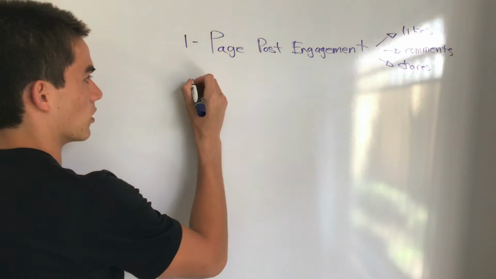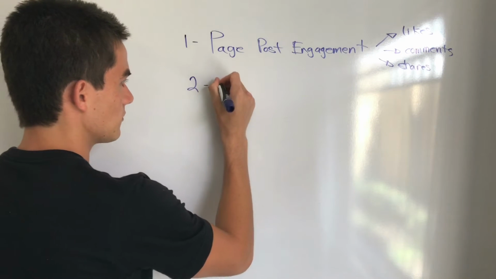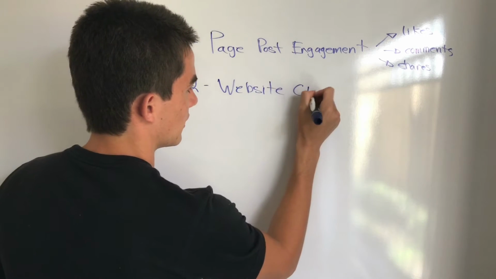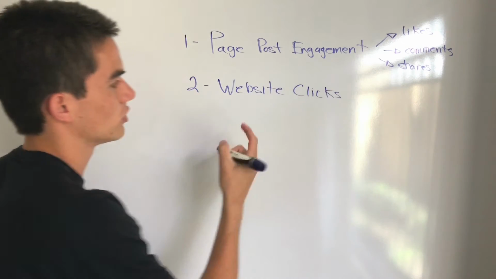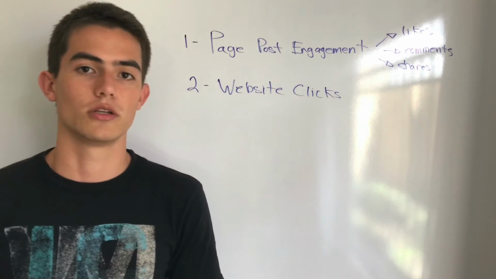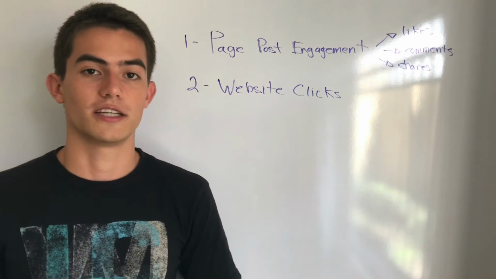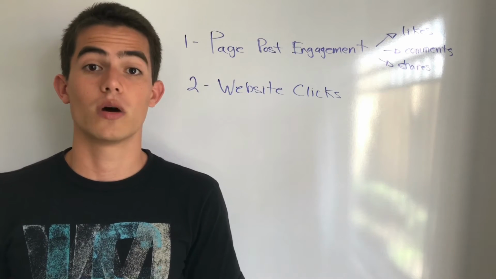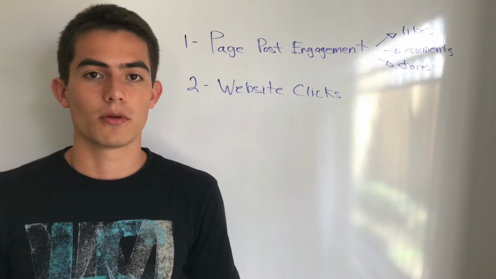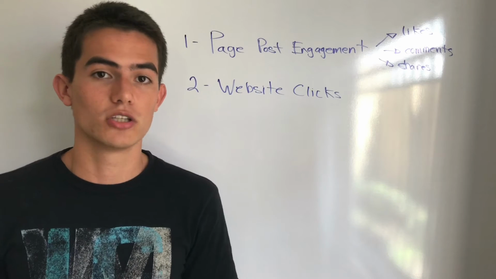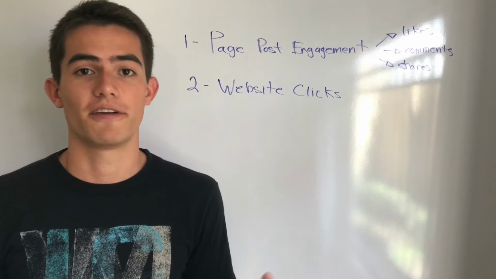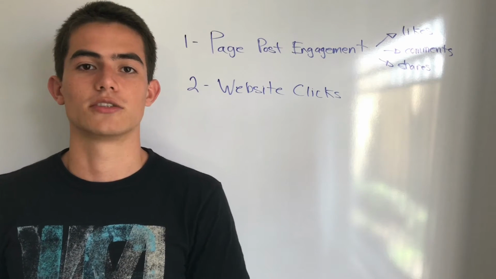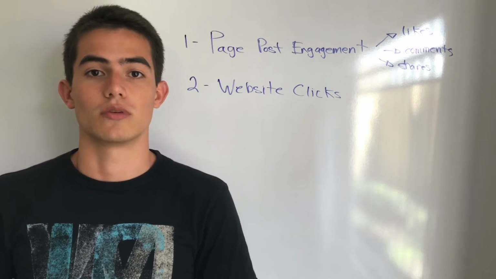The second objective I want to talk to you about is website clicks, also known as clicks to website. When you go to Facebook, create a campaign and choose website clicks, you're pretty much telling Facebook, hey Facebook, I want you to show my ad to people who are most likely to click. I want to get a bunch of clicks. I want to get a bunch of people from Facebook to my website, from Facebook to my landing page, from Facebook to my store. So you're pretty much paying Facebook to give you clicks.